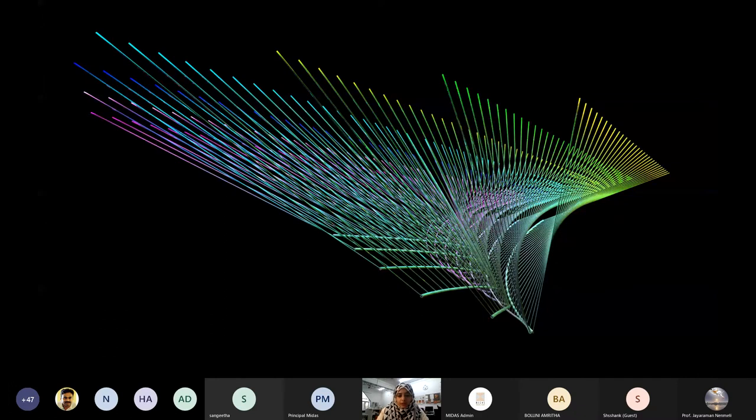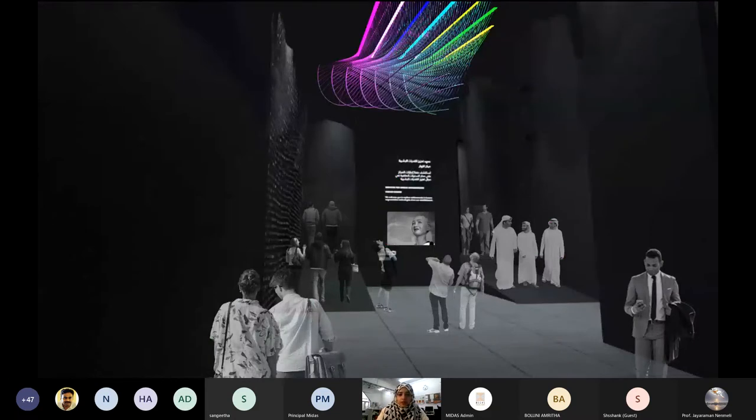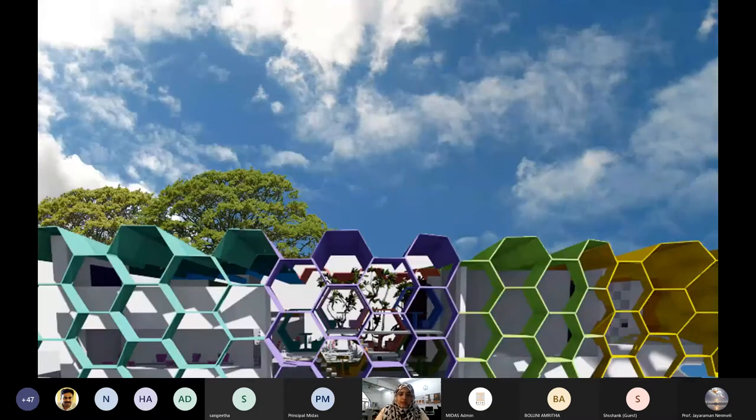And we also use vectors to determine the direction or directionality of these units. So this was how it was proposed, but because of budget constraints, we couldn't get it built. This is another unbuilt project, which we call Smart Office.